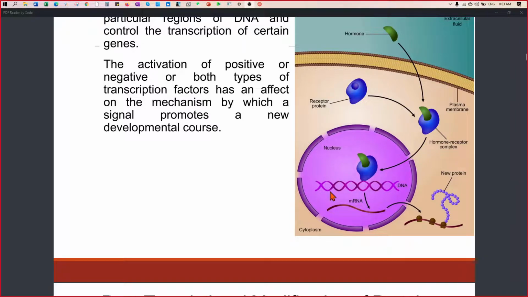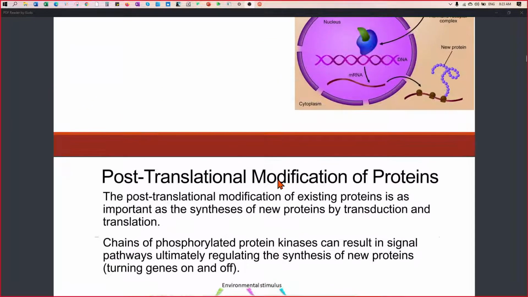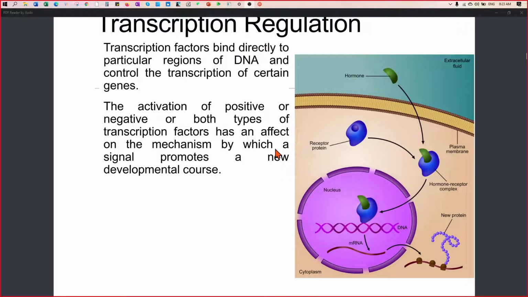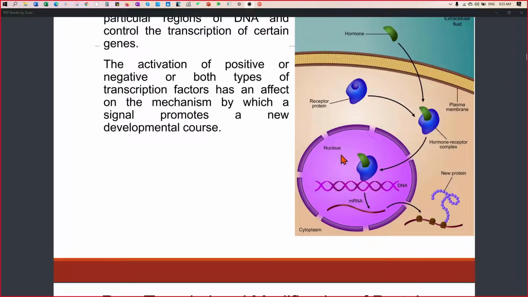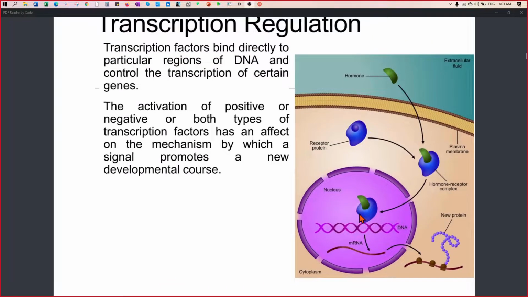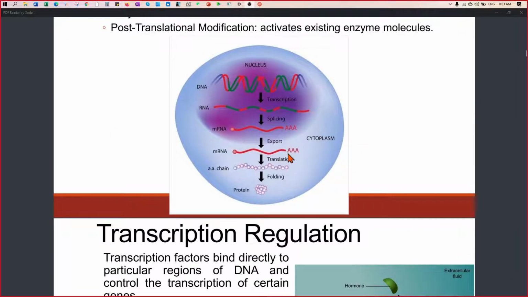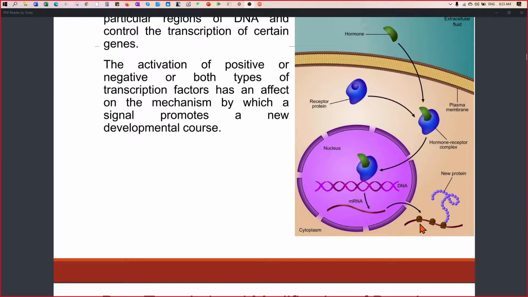Okay, so let's look at the second phase that's going to happen. What kind of response can happen? First, you know now that gene expression can be regulated through the production of mRNA. Even after the mRNA has been translated with the help of the ribosome, you get your protein. This protein can be further changed. How?